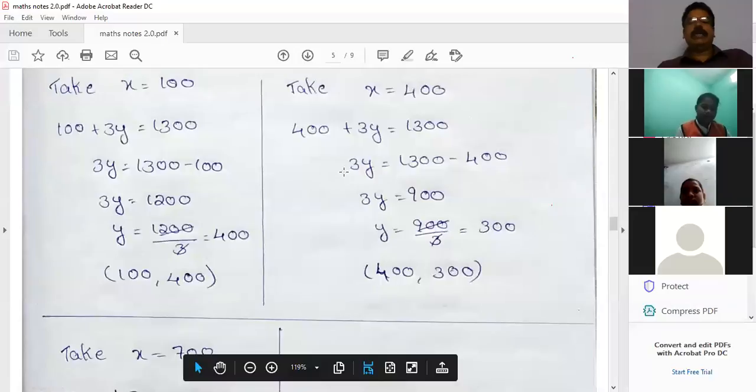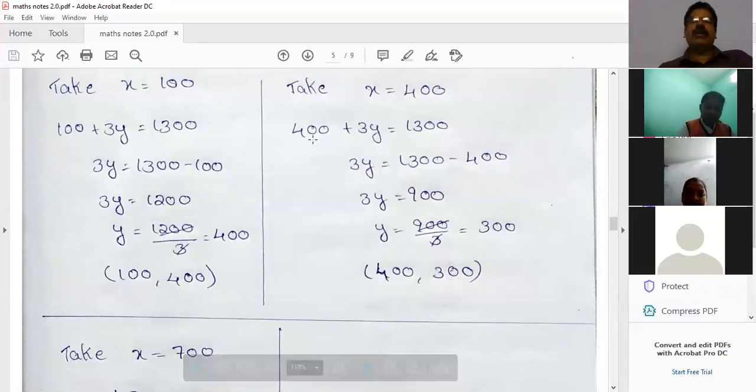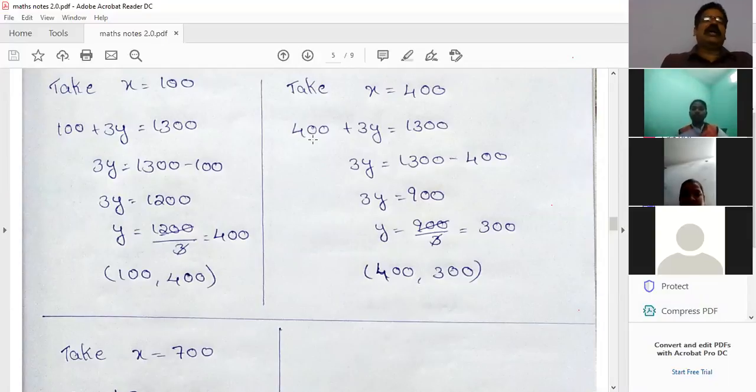Then next I take the value x equal to 400. Why I take 400 is because it is going in the 3 tables. Like that you have to see. That's why I take it after 100. I can't take 200, because if I take 200, 1100 by 3 will come. Again a problem. That's why I took 400.